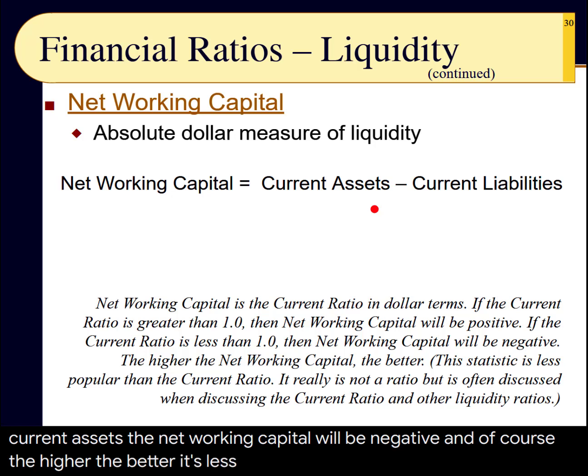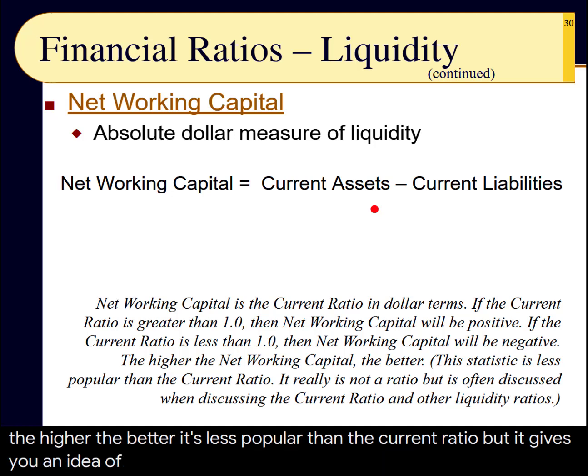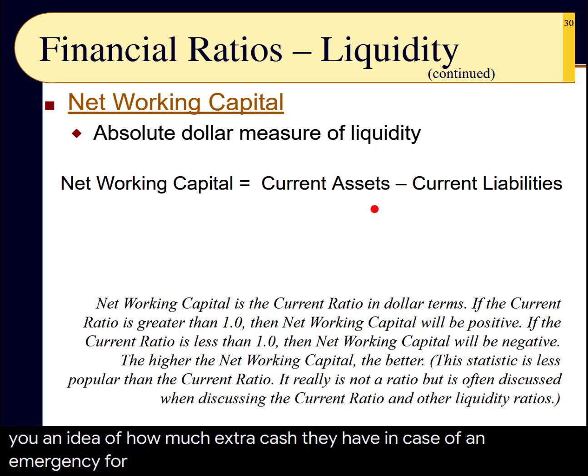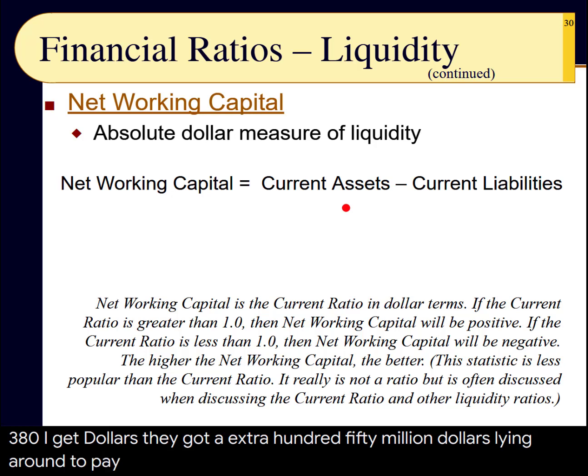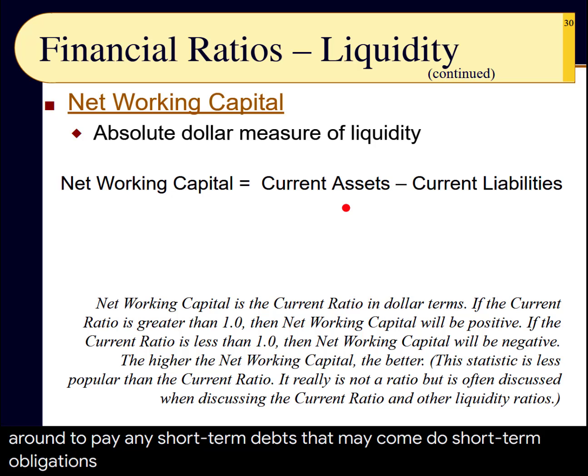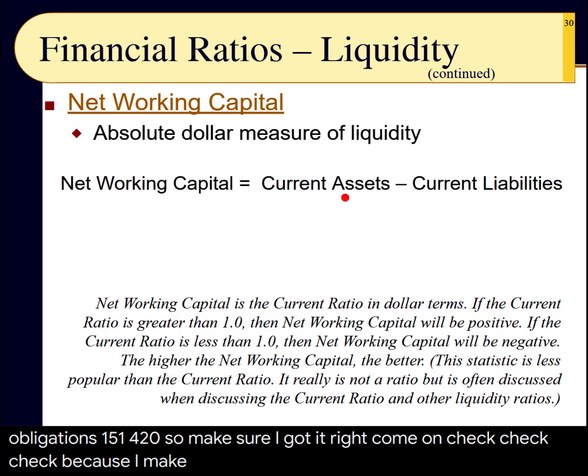It's less popular than the current ratio, but it gives you an idea of how much extra cash they have in case of an emergency for current liabilities. So if we take the 673,300 minus the 522,380, I get net working capital over $150 million. They got an extra $150 million lying around to pay any short-term debts that may come due, short-term obligations. 151,420. So make sure I got it right. Come on, check, because I make a lot of mistakes, okay?